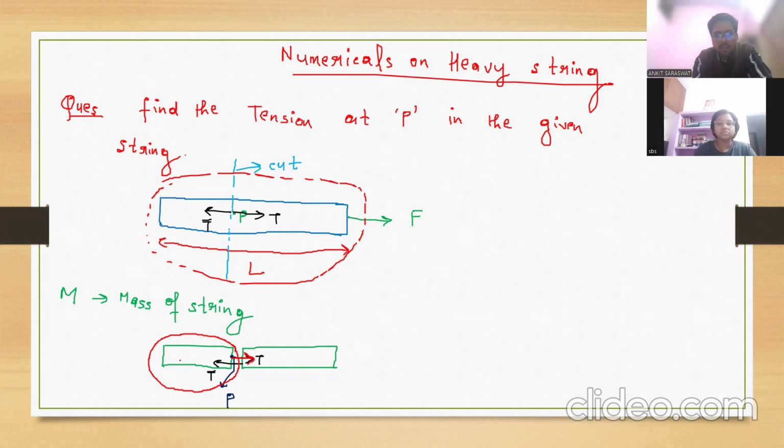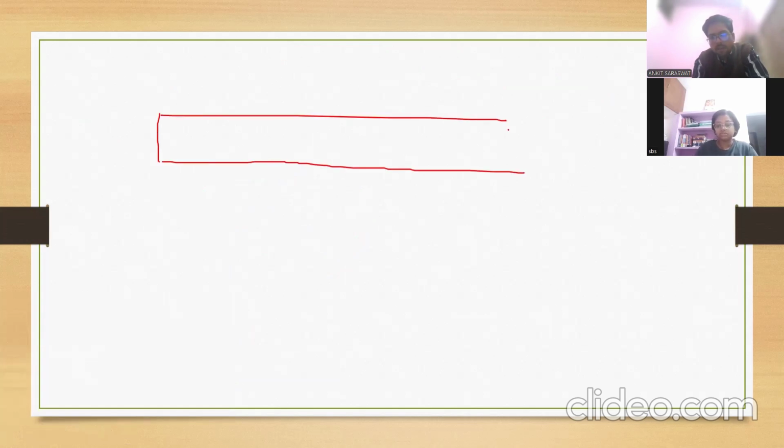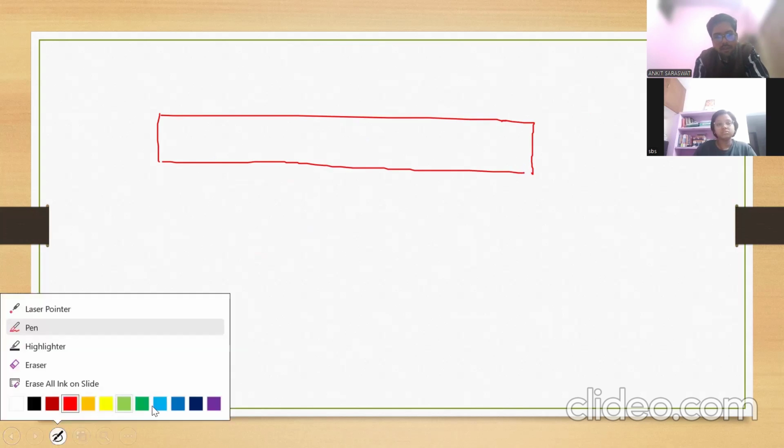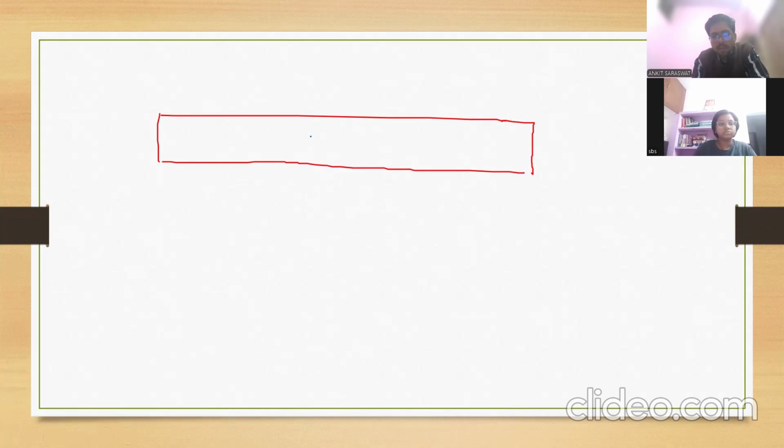Then in such problems, whenever they ask tension at any point, always take the system like this. From P, take all the section before P as a system. Understood? Clear? Next, I will draw again. If you understand that, now see, we are going to solve in this way. If I am asking what is the tension at point P, cut like this.